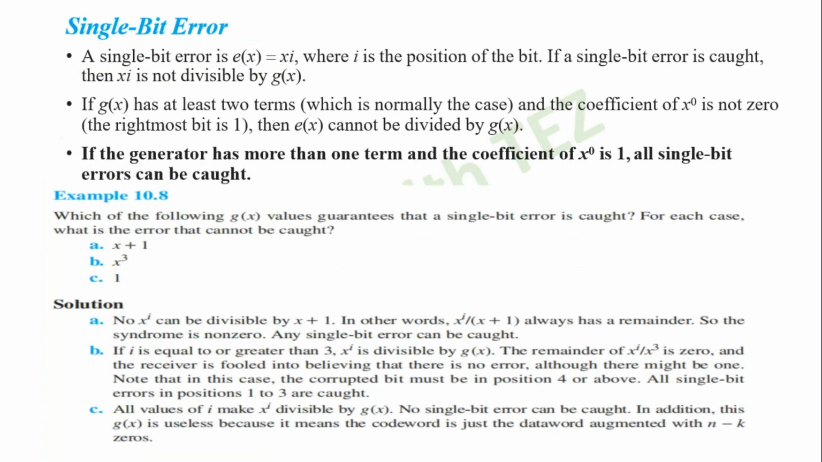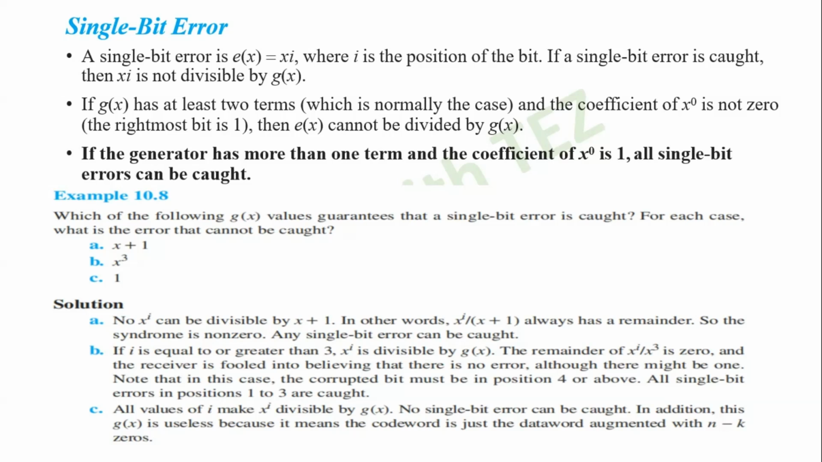If it is a single bit error, then e(x) is equal to x to the power i, where i is the position of the bit that has been corrupted. Whatever generator polynomial we use, we have to make sure that x to the power i is not divisible by that particular generator. This is very important: the error term should not be divisible by the generator if there is an error.